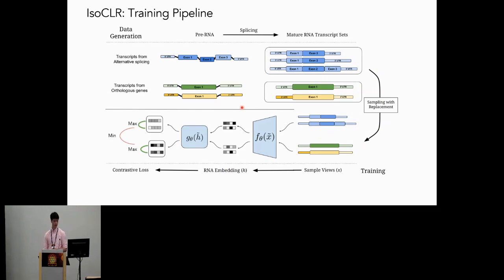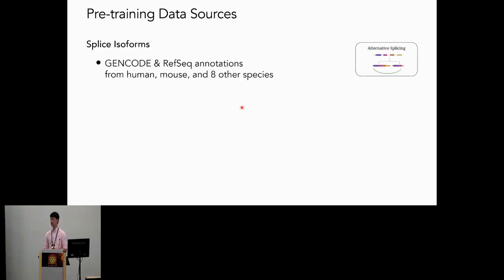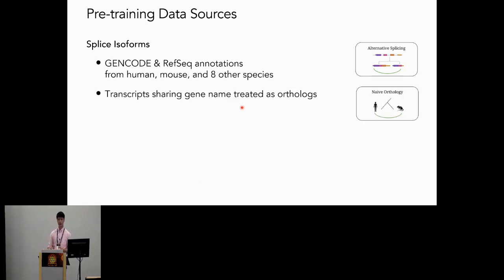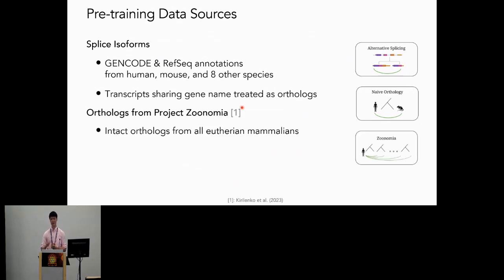The actual sequence annotations we've obtained from GenCode and RefSeq for human, mice, and 8 other species. We've also done this hacky thing where we say that transcripts that share gene names are orthologs. Of course, they're not actually orthologs in most cases, but if we don't do this, it doesn't actually work for some reason. And then finally, we'll look at real orthologs from Project Zoonomia. Project Zoonomia is really cool. They've done alignments from all eutherian mammals to human and mice. And we'll consider this as another data source. Okay, in all, we wound up with 49 million transcripts and 850 million positive pair interactions between these transcripts to use to train our model.